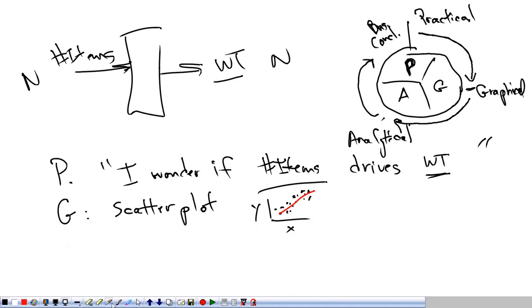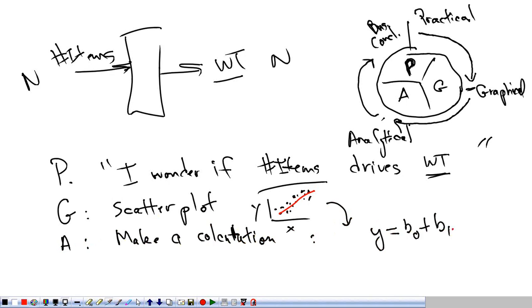Penultimately, we are going to analyze. Analyze means make a calculation. That might mean for this particular thing, I get a y equals b0 plus b1x equation, where these b0s and b1s are actually real numbers, like 5 and 2.3 and all that. And finally, we're not done until we go back to the P.